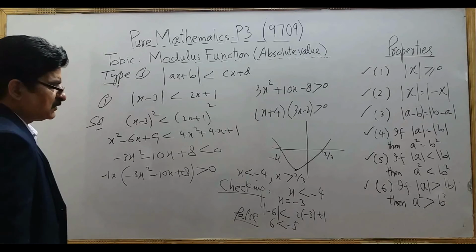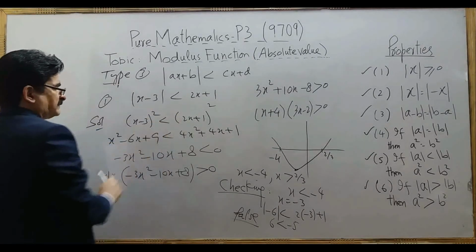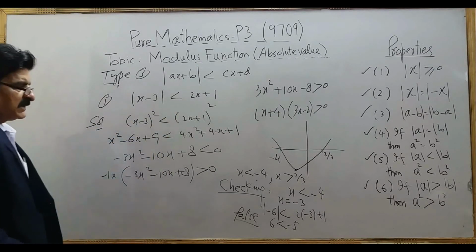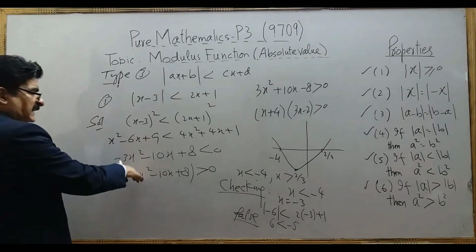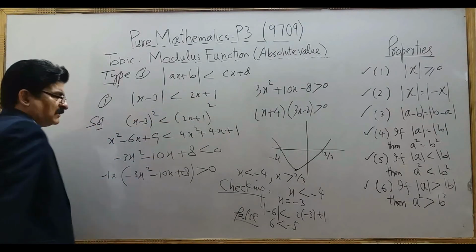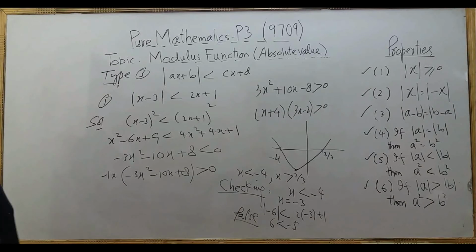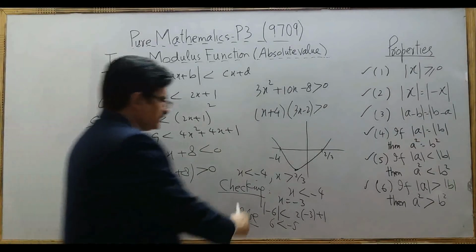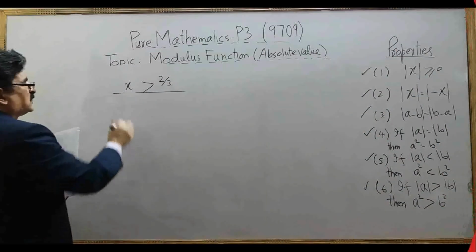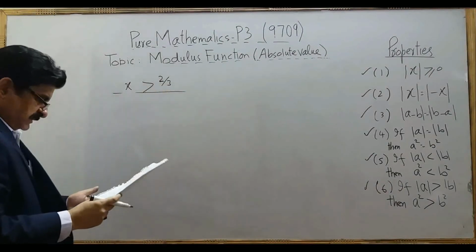So why is it happening so? Because you are squaring. When you square, then we have some values which are entered into the quadratic equation but do not satisfy. We also call these extraneous roots. So this is the extraneous root. So the answer is x greater than 2 by 3.